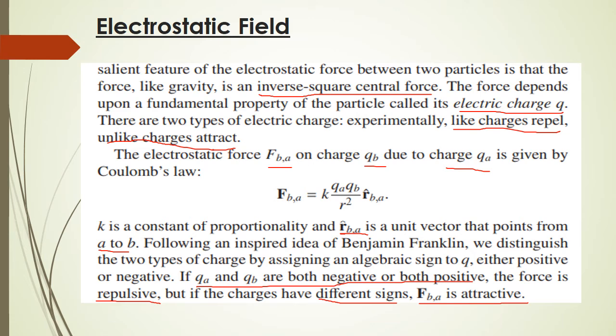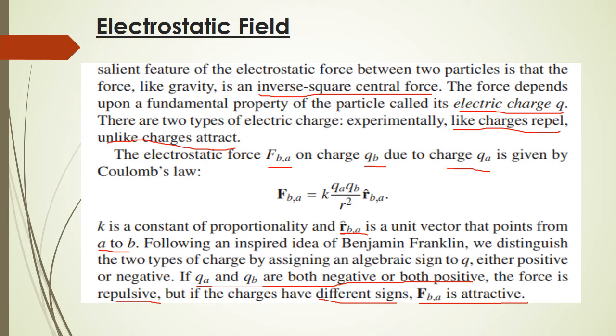Now there are two types of electric charges, which we term positive and negative, and experimentally like charges, the same type of charge, repel, and unlike charges attract each other. Now the electrostatic force F_BA on the charge QB due to charge QA.